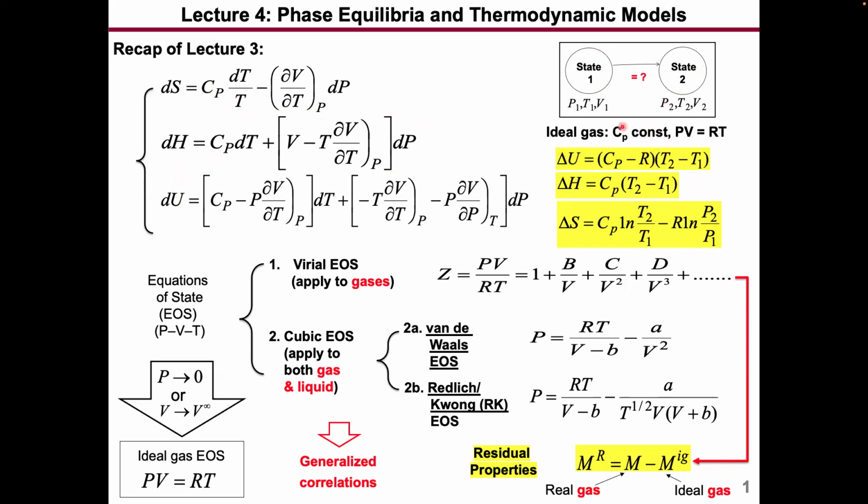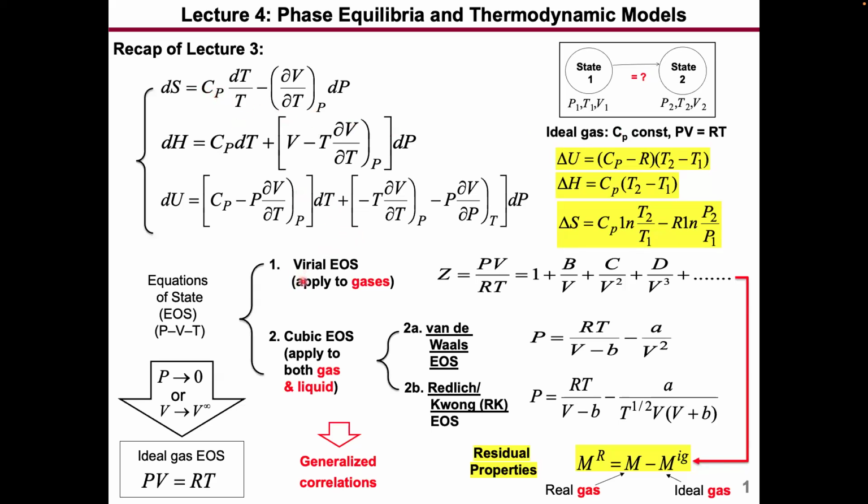Particularly for ideal gas, we know CP is constant, and PV is equal to RT. You plug in, and these are the equations that you can simplify from these. Simplify first and then take the integral. These are the answers, right? Now, we mentioned CP is usually constant or sometimes depends on temperature. So it's going to be a function of temperature or constant.